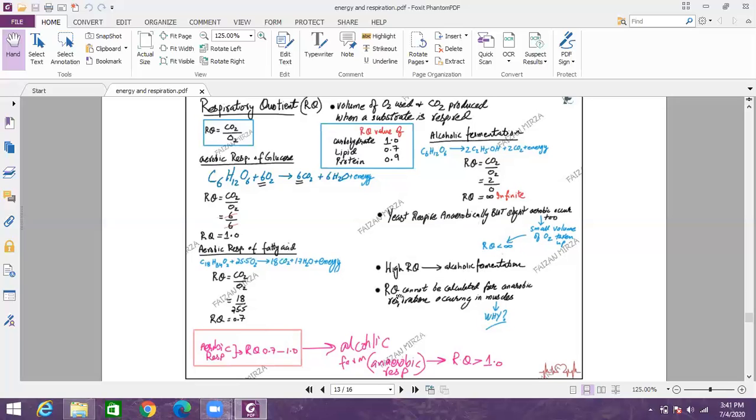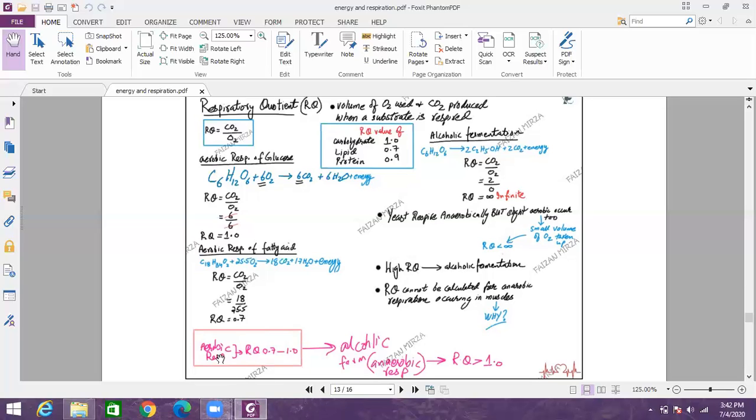Why never the lactate pathway? Because RQ cannot be calculated for anaerobic respiration occurring in muscles, because that's the lactate pathway. You may recall that in the lactate pathway, neither carbon dioxide is produced nor oxygen is used. So if you apply the formula RQ = CO2 upon O2, that will be 0 upon 0, and the answer would again be a mathematical error. You won't get an answer there because it's all zeros. So RQ cannot be calculated for muscle for that reason.